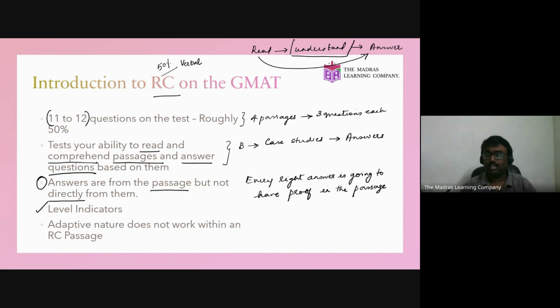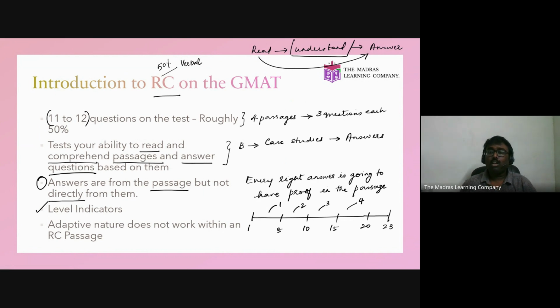Now, let's say you have 23 questions and you have 4 passages. Roughly every fifth question is going to be an RC, right? So let's plot that. So you have question number 1, you have question number 23, right? So you have question number 5, question number 10, question number 15, question number 20, right? Now you're going to have RCs everywhere. 1, 2, 3, and 4.